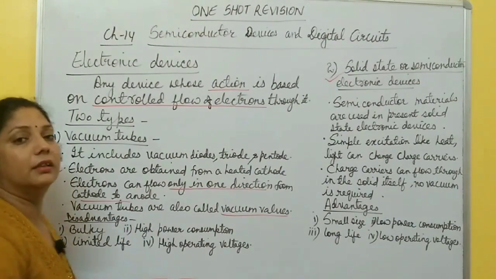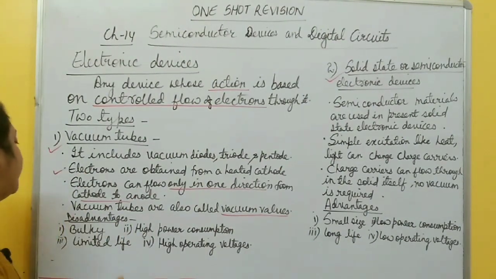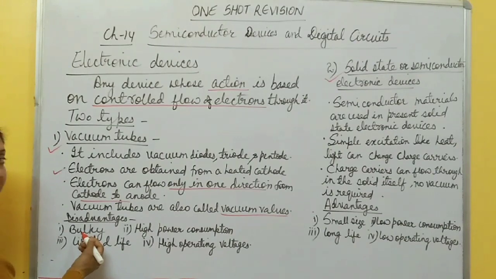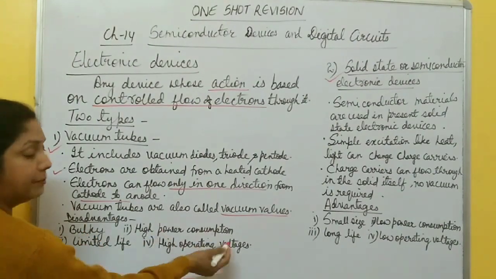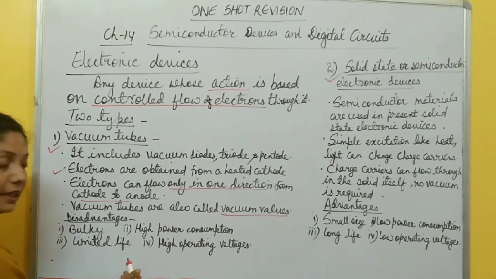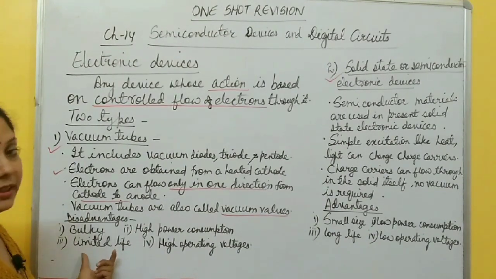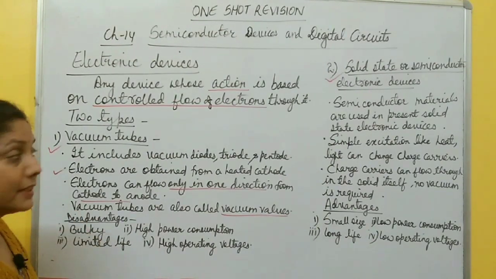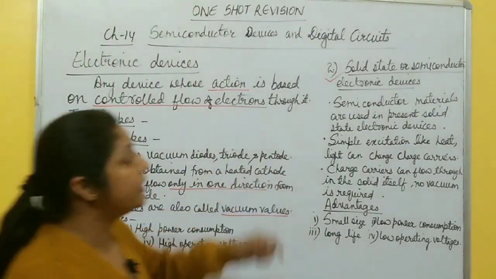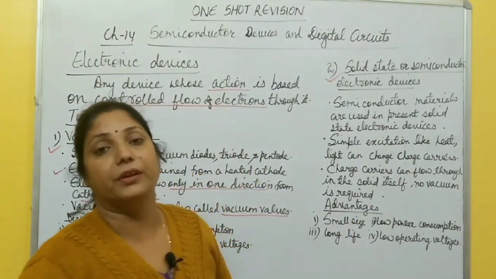There are some disadvantages of these vacuum tubes, like it is very bulky, large in size, high power consumption, limited life and high operating voltage. These are different disadvantages. Then after that, in the present time we use solid state or semiconductor electronic devices.